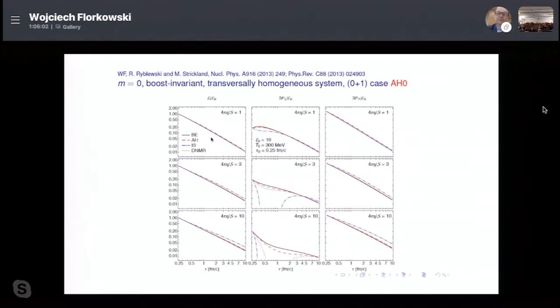Now we have different values of the viscosity here. The relaxation time can be related to the viscosity. So we have different rows which describe different viscosity. The first row describes the lower bound, where eta over s is 1 over 4 pi, and then we have 3 lower bounds and 10 lower bounds.